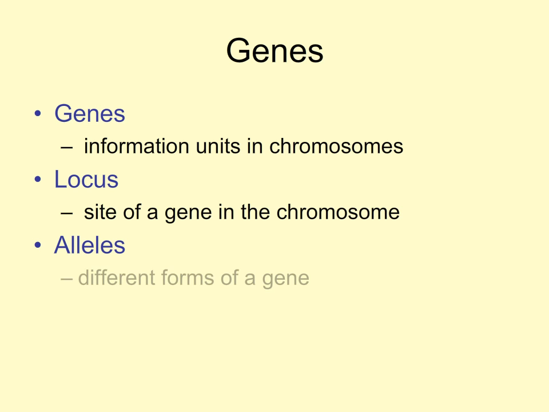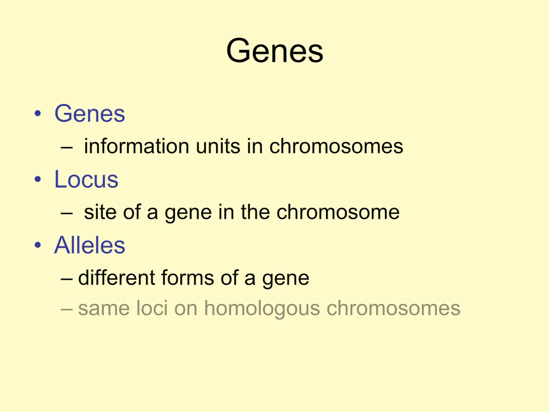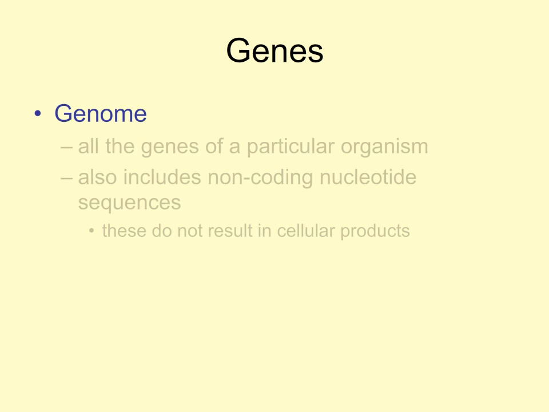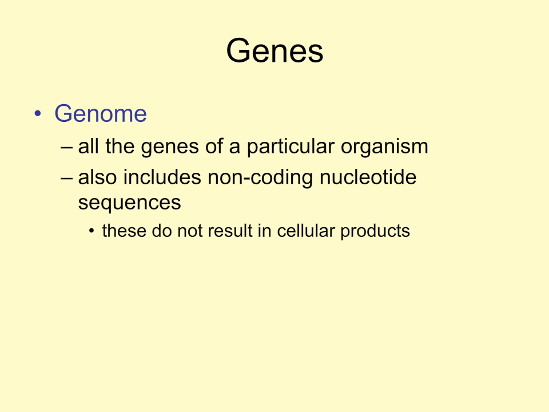A locus is the physical location of the gene on the chromosome, and alleles are different forms of a particular gene. They occupy the same loci on homologous chromosomes. If we want to refer to all the genes an organism possesses, we use the term genome. Now this term also includes nucleotide sequences that do not code for cellular products.